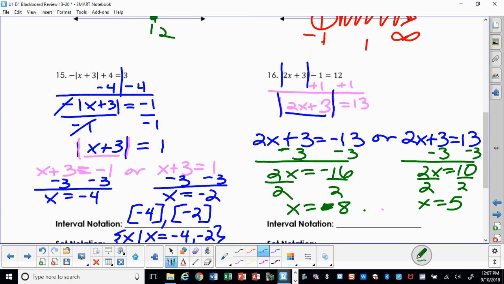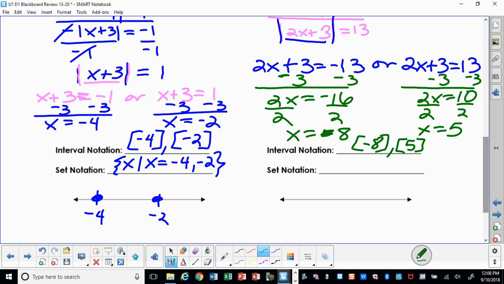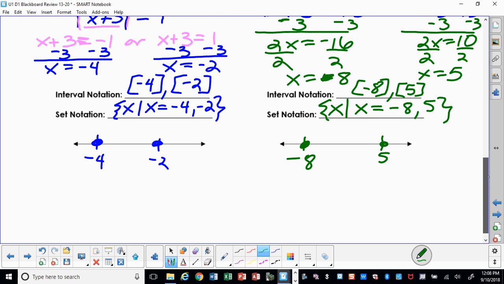Okay, again, those are two separate numbers, so negative 8 is a solution, or positive 5 is a solution. All right, set notation. I've got x's, and my x's can equal negative 8, and they can equal 5. So you're just making a list. And then that would just be 2 points on a graph. So there's my negative 8, right? Closed circle. Positive 5, closed circle. All right, those are my solutions.